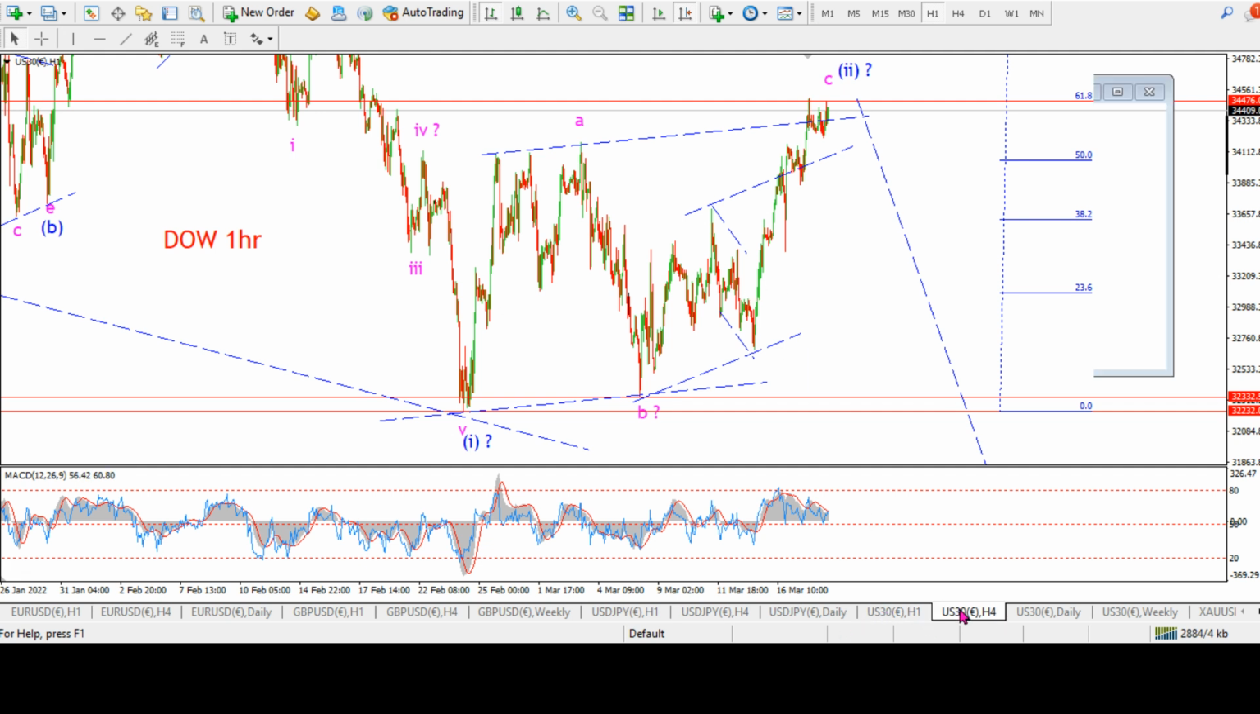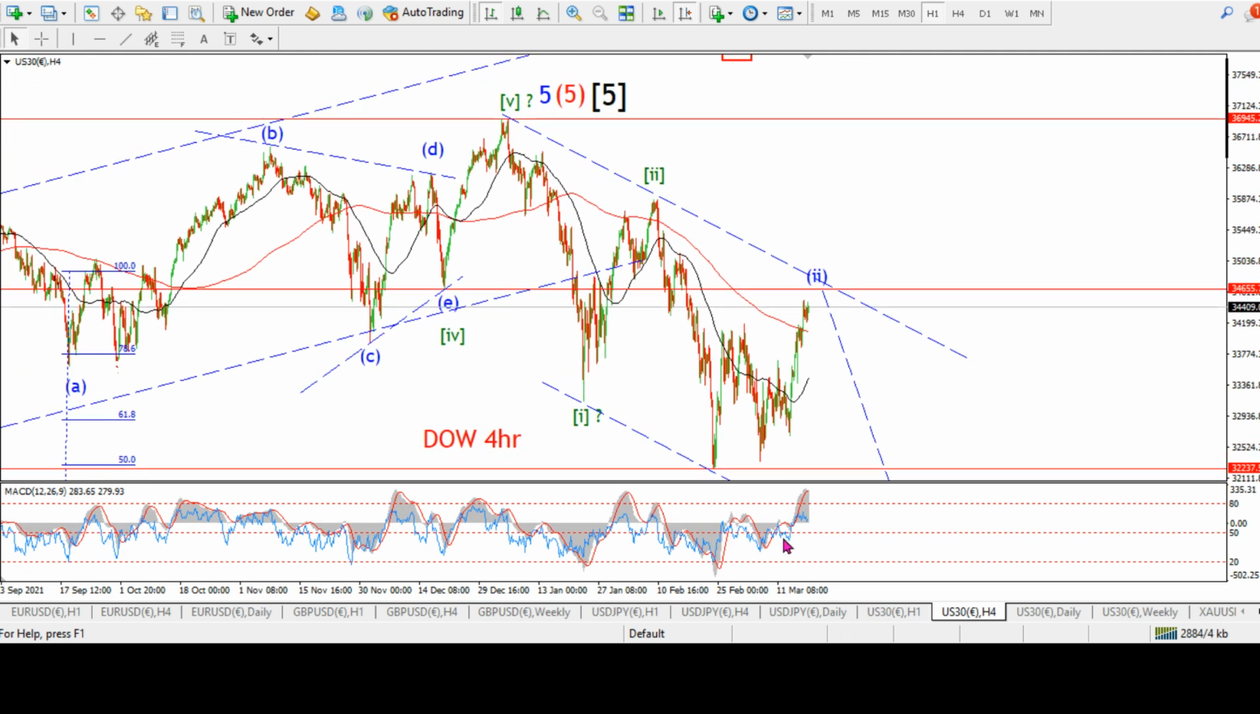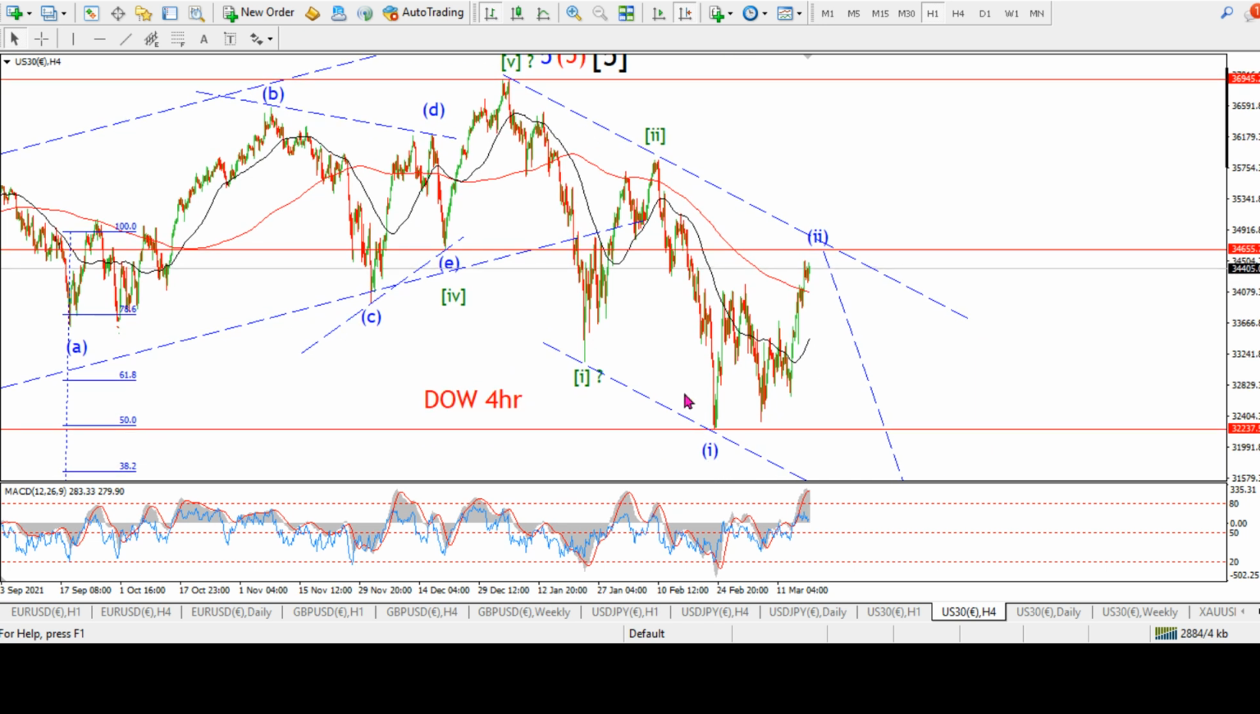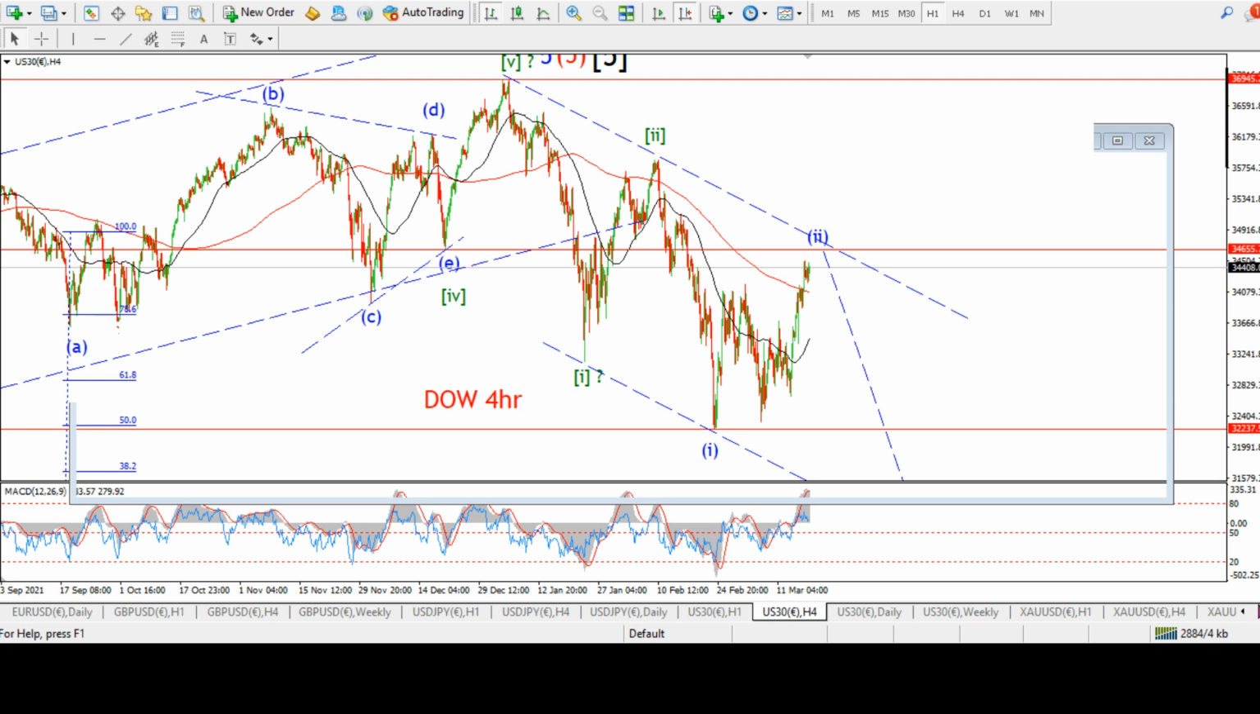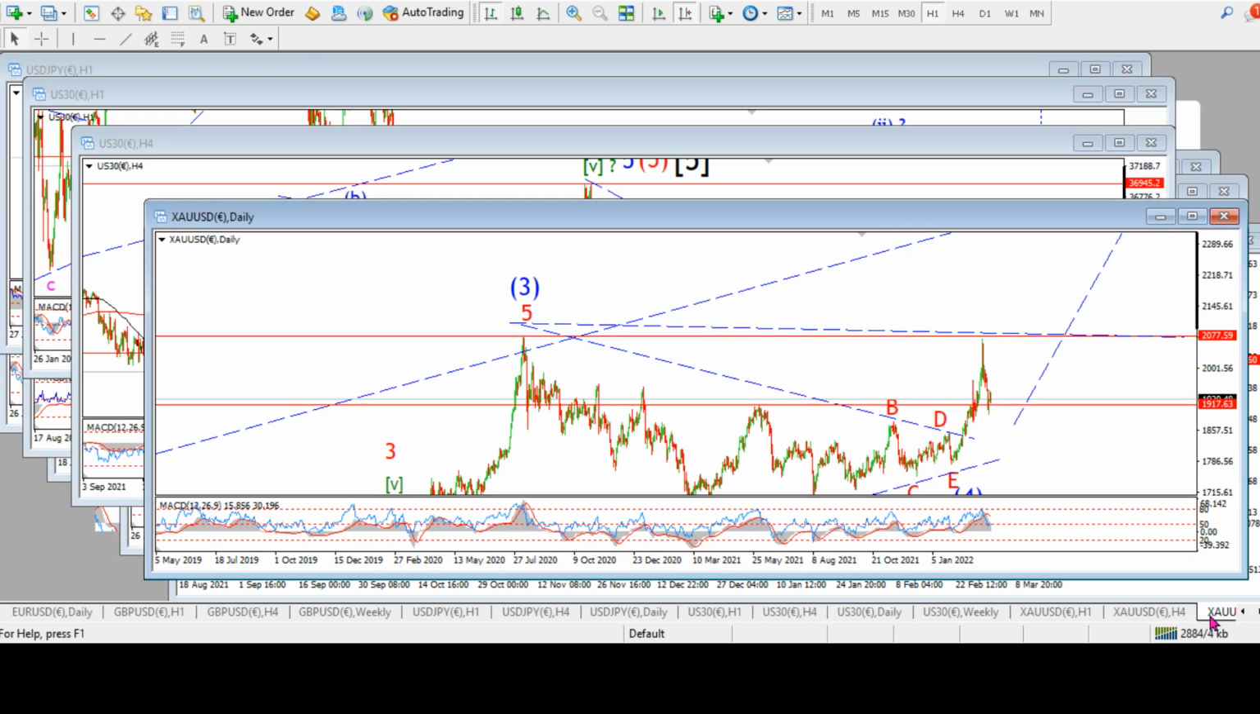You can still make the argument that we have 3 waves down and this is just a correction. I suppose next week should be enough to either confirm or deny that point of view. So we'll see. Move on to gold.